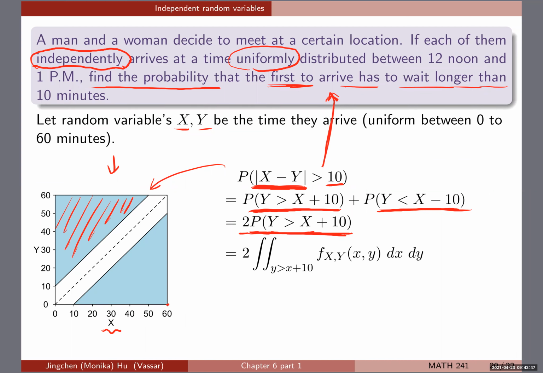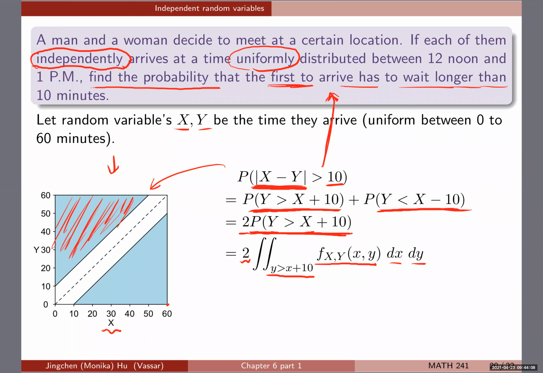Just to get us started, we have 2, which is a constant, and 2 multiplies the double integral. The double integral, of course, is over the range of whatever we need, of the joint PDF, and then dx dy. In this case, we have y greater than x plus 10, which is the area that we talked about.